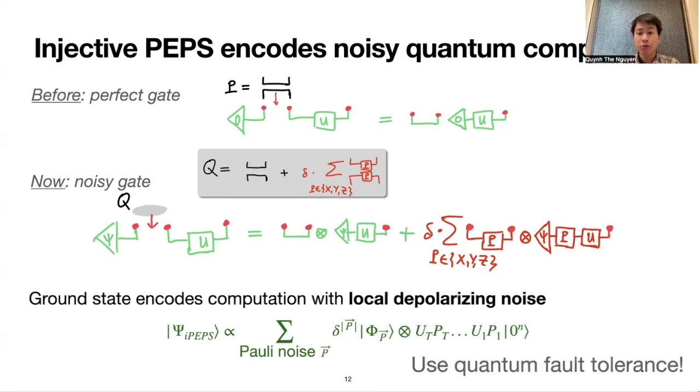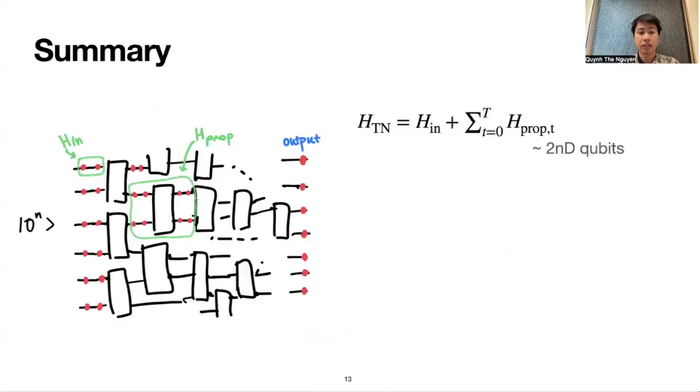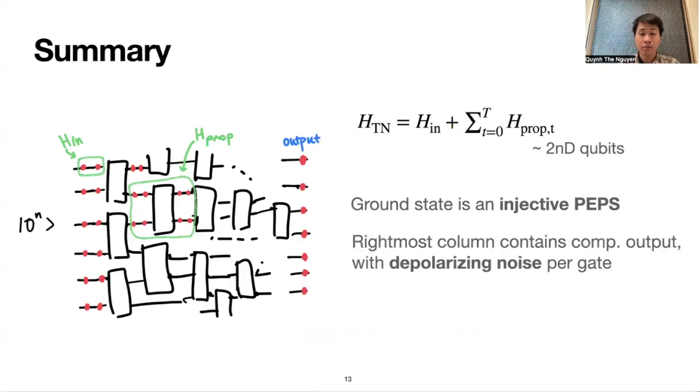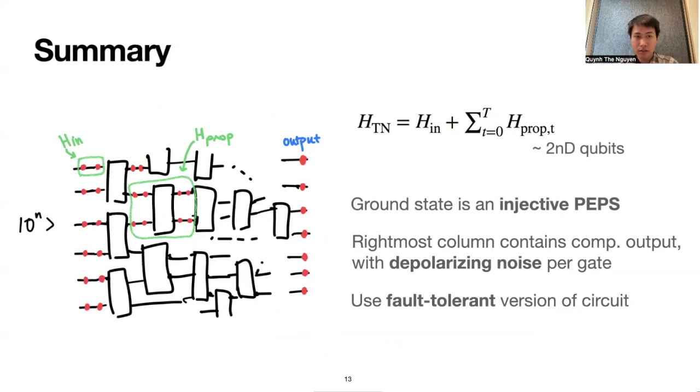The last thing we need to do is to replace the circuit by the fault-tolerant version of it, and this will handle the noise. So in summary, we have a Hamiltonian from a tensor network. The ground state is an injective PEPS state. The rightmost column contains the output with depolarizing noise per gate, and we use the fault-tolerant version of the circuit.